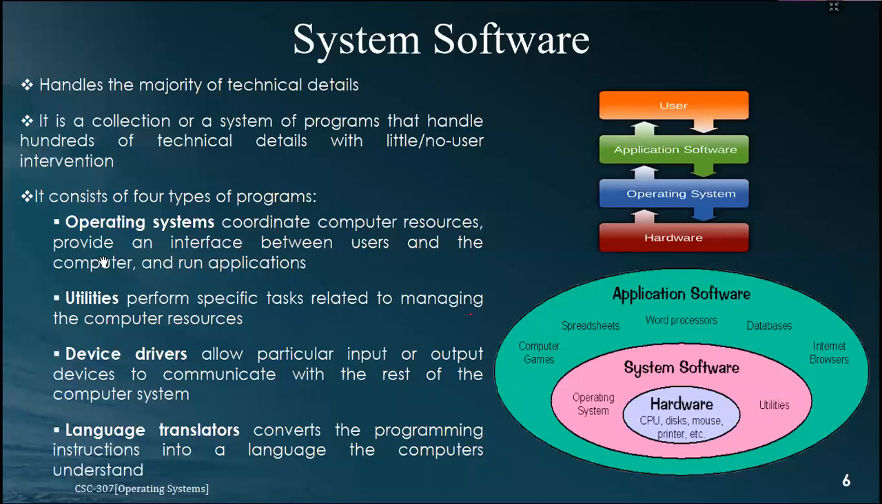So system software actually consists of 4 types: operating system, utilities, device drivers, and language translators. So what is the operating system? The operating system, as we said before, coordinates computer resources, provides an interface between users and the computer, and runs applications. We'll discuss the operating system in detail in the upcoming slides, so let's just skip it for now. Then we have utilities that perform tasks related to managing the computer resources. Then we have device drivers that allow particular input or output devices to communicate with the rest of the computer.